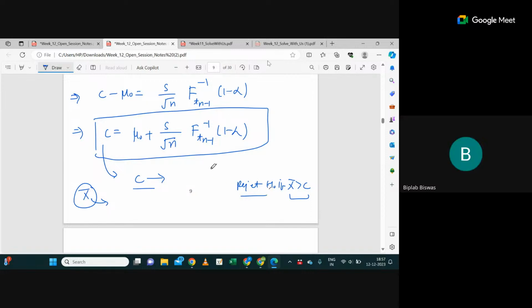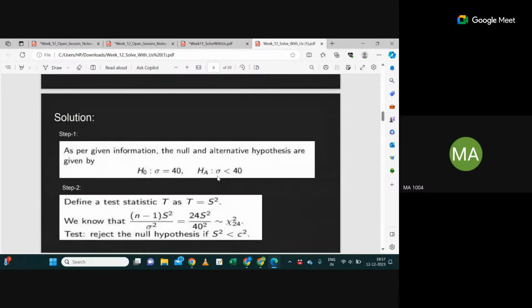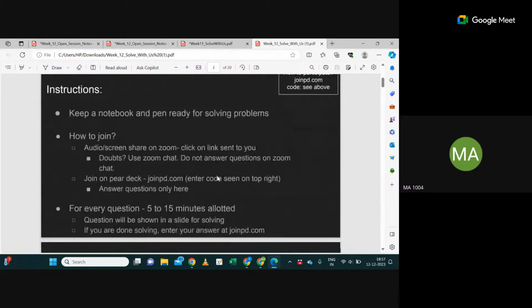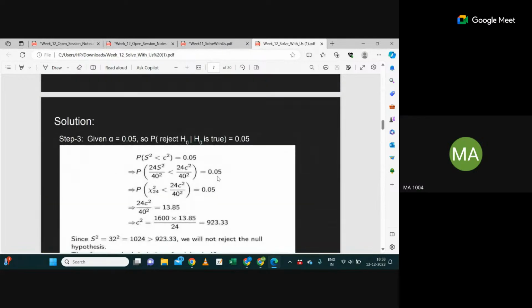Yes, no? Okay. Let me take one example. I think there should be some questions related to this, a chi-square problem.